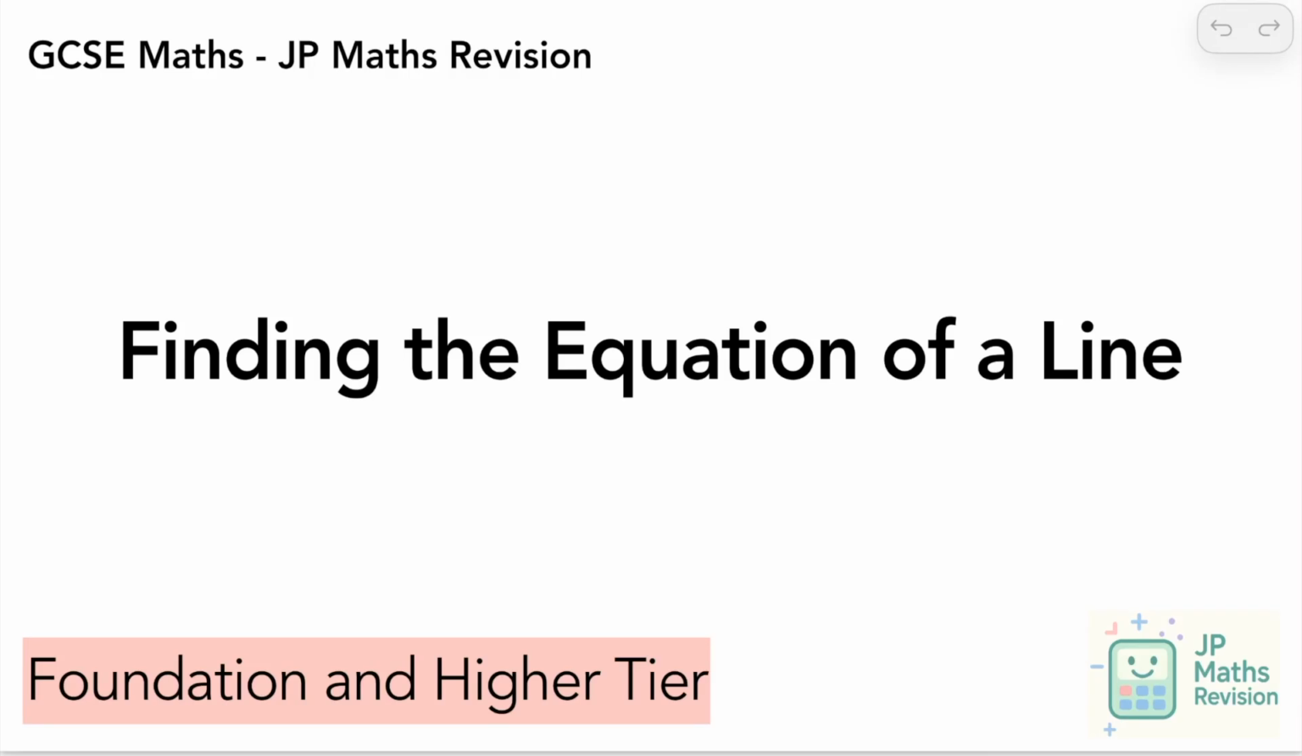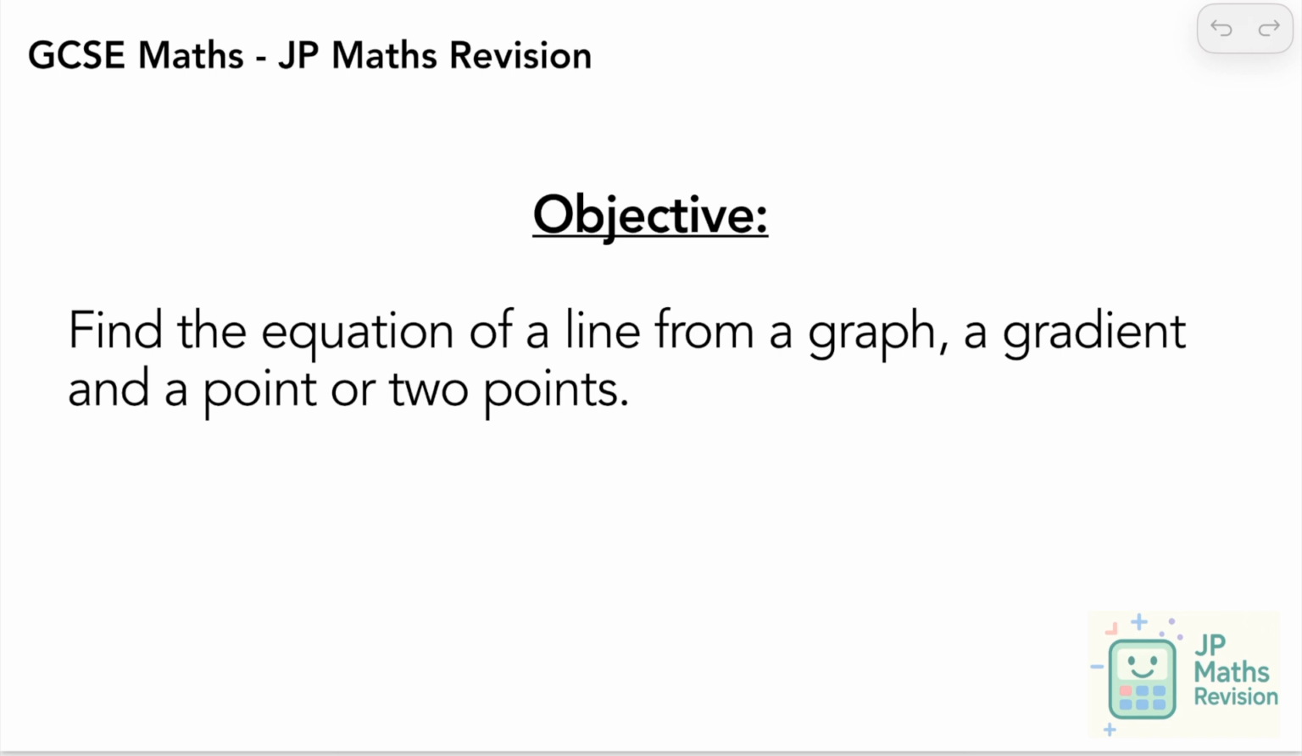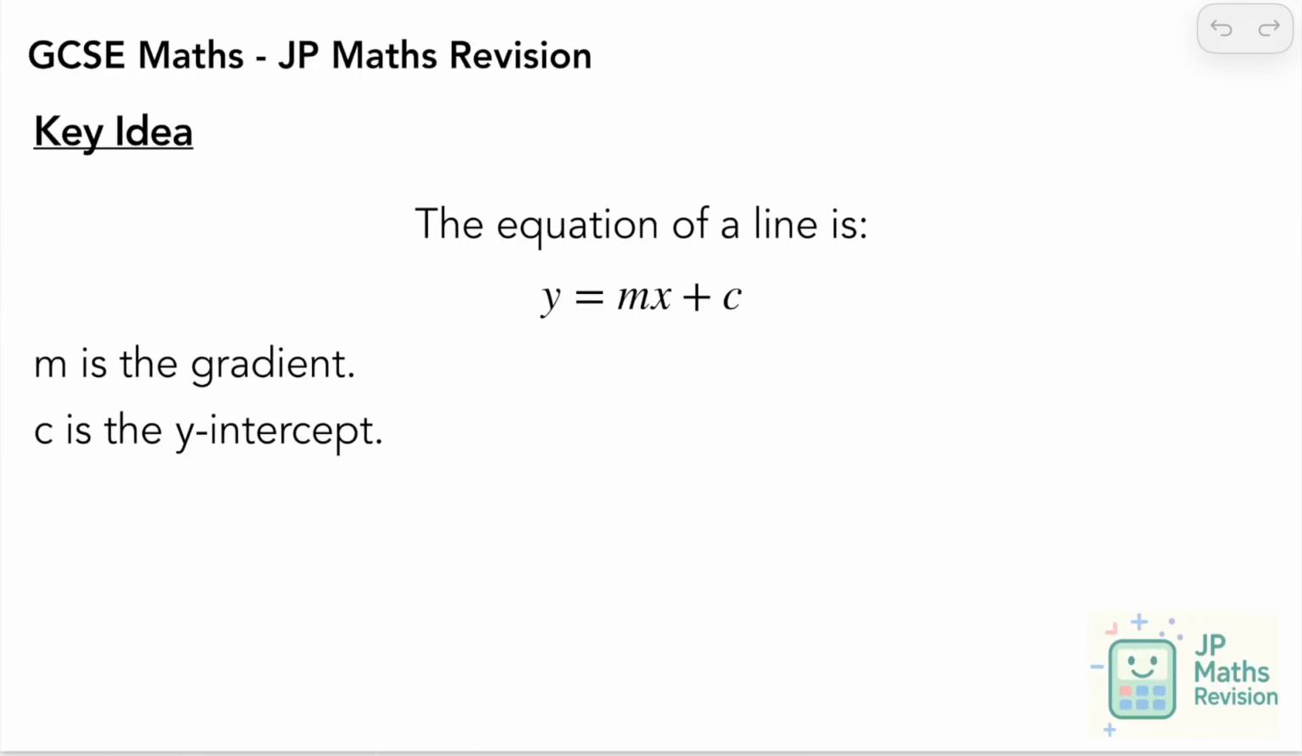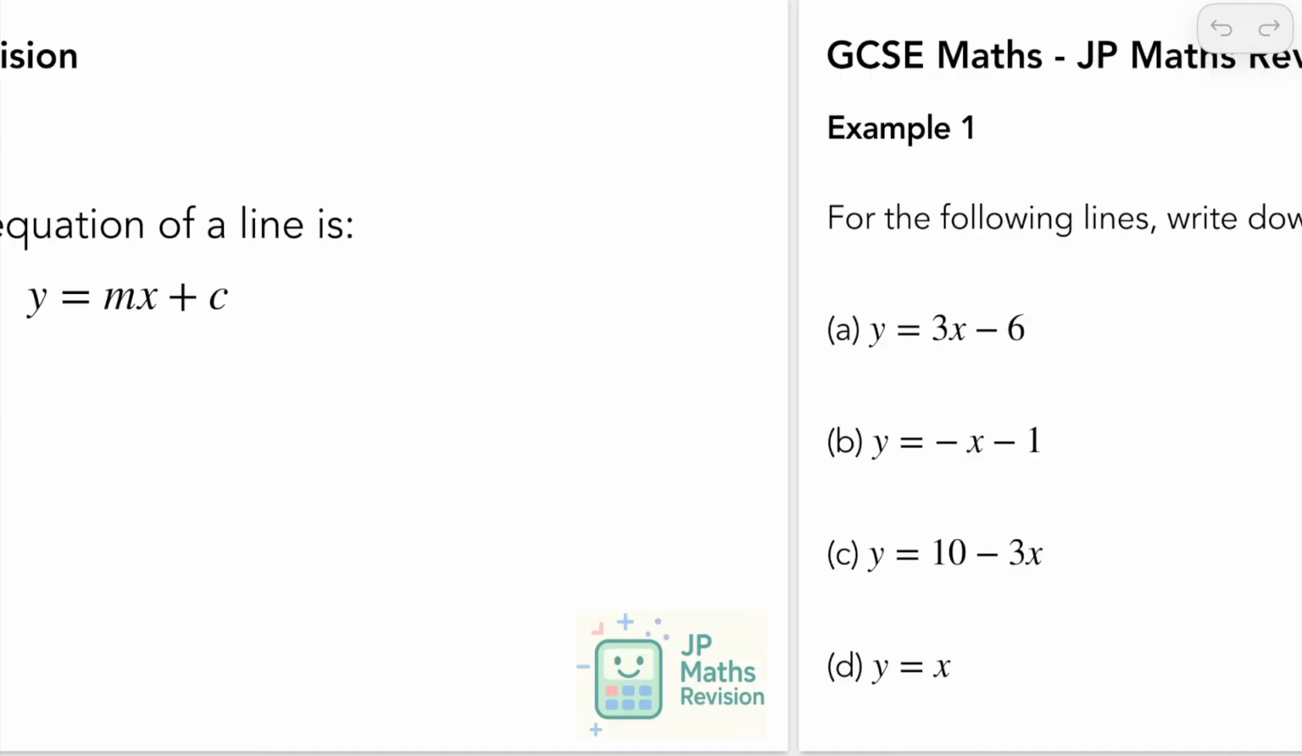Hello, in this video we're going to be finding the equation of a line. So the objective here is to find the equation of a line either from a graph, a gradient and a point, or just 2 points. So the key idea, the equation of a line is y equals mx plus c. So m represents the gradient and c represents the y-intercept.